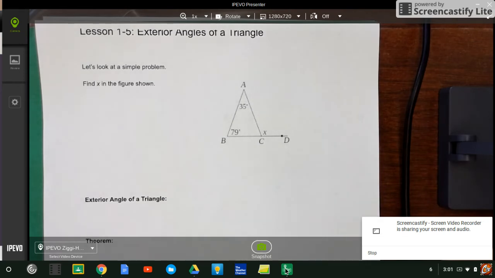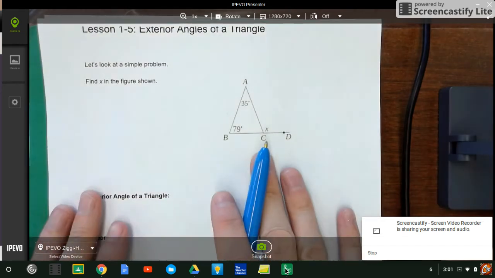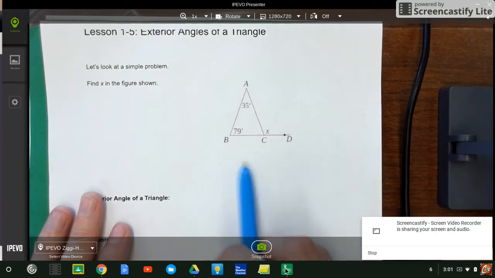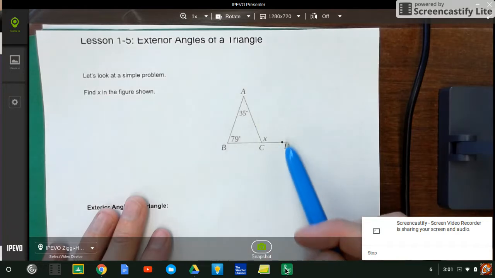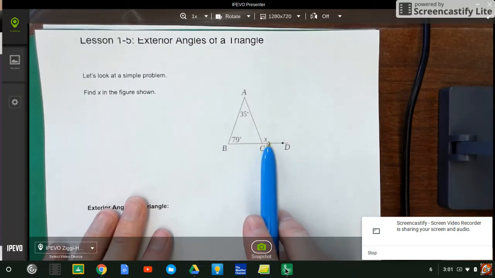Okay, so today's video is really short. Basically, we've talked about triangles. In fact, you've solved problems like this. So let's look at how you could solve this problem. You know a lot of things. You know that you have a linear pair here.